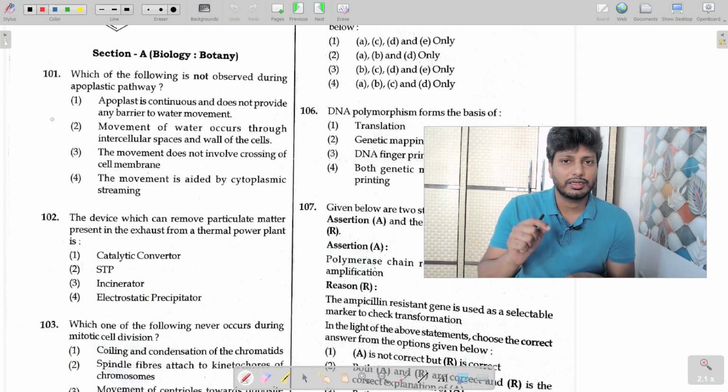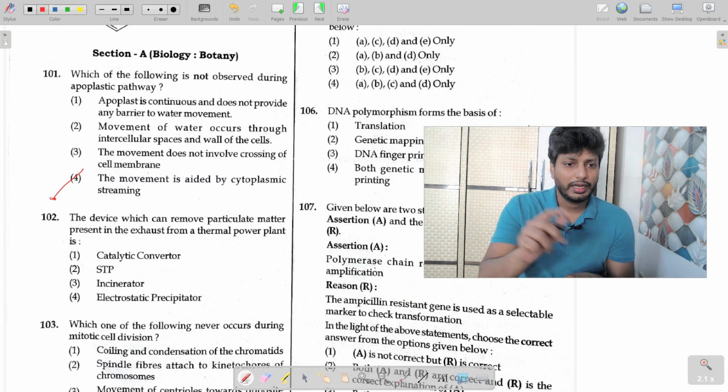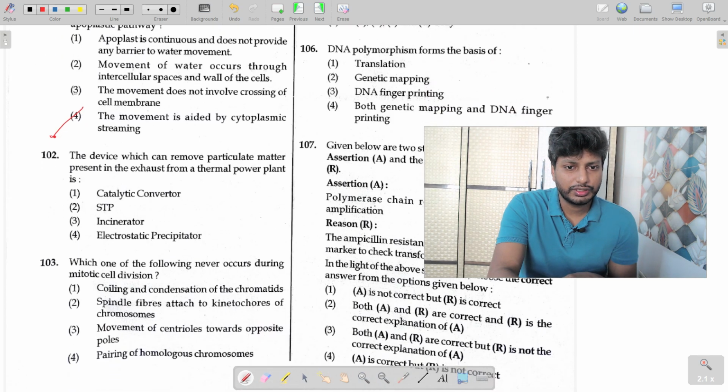So hence the right answer to this question will be the fourth option, that is movement is aided by cytoplasm. This is not observed in apoplast pathway because this will be observed in symplast pathway, dear students, because there the water goes from cell to cell via the cytoplasm. Okay, I hope this is clear to you all. Let's go and read the next question.